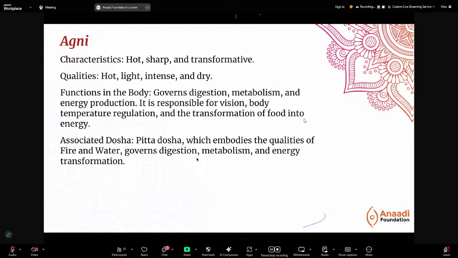Agni, it is hot, sharp, and transformative. As I told you, the food that you eat is transformed into energy. Whatever you put in the yajna is transformed into the dana, or the offerings for the divine. That's why we offer everything into the Agni, because it digests and offers it.